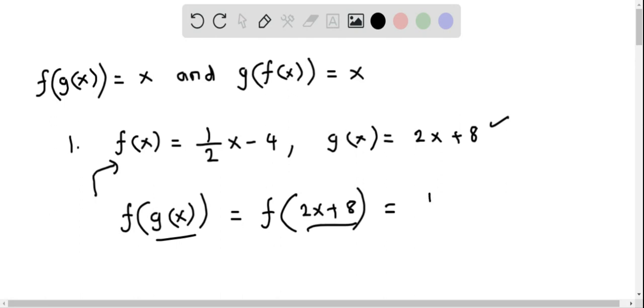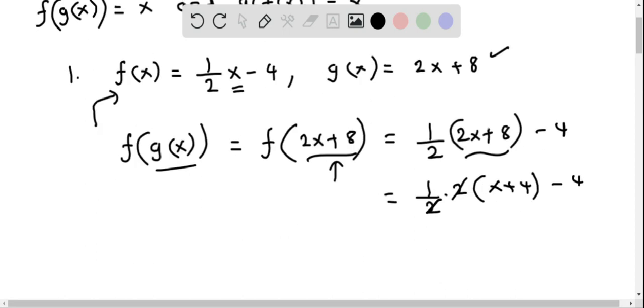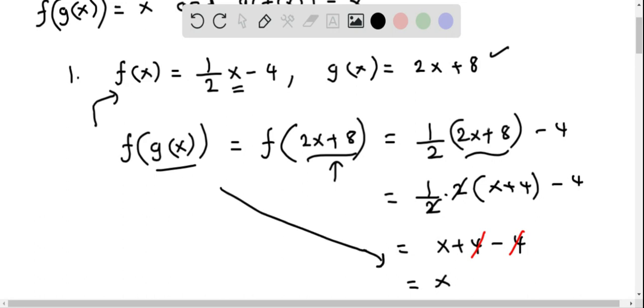So this becomes 1 by 2. Replace this x by this expression. So it becomes 2x plus 8 minus 4. And here we can factor the 2 from these two terms. So when I do that, I get 2 times of x plus 4 and then minus 4. Now we cancel these two 2's. So we are left with x plus 4 and then we have negative 4. We see that positive 4 and negative 4 get cancelled. So we basically get x. That is the result of f of g of x equals x.